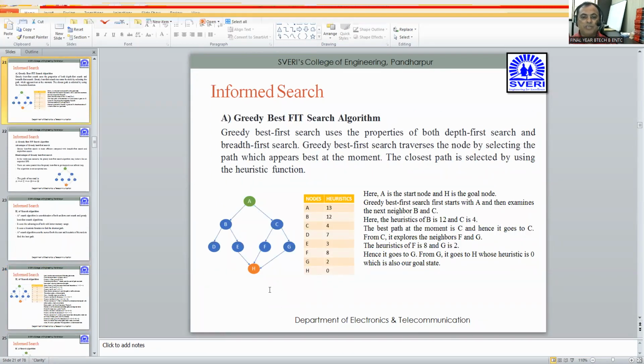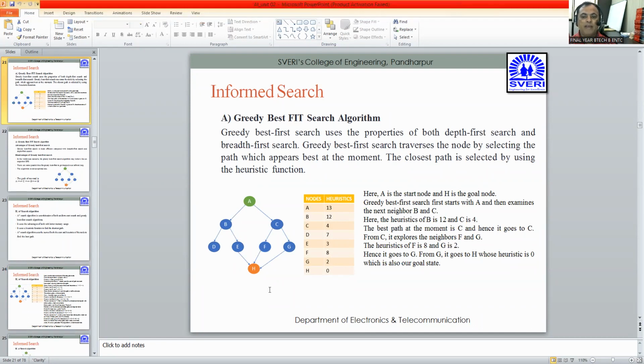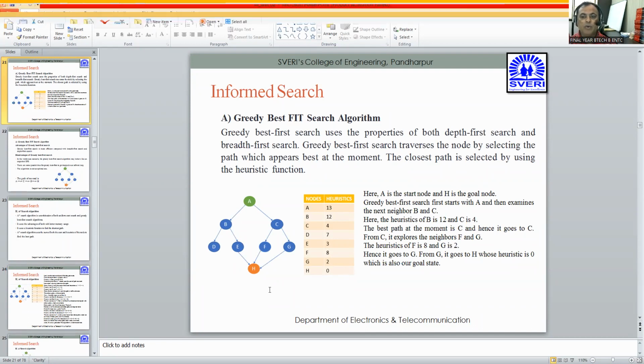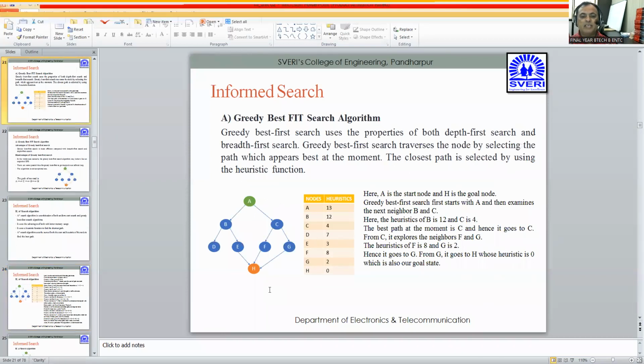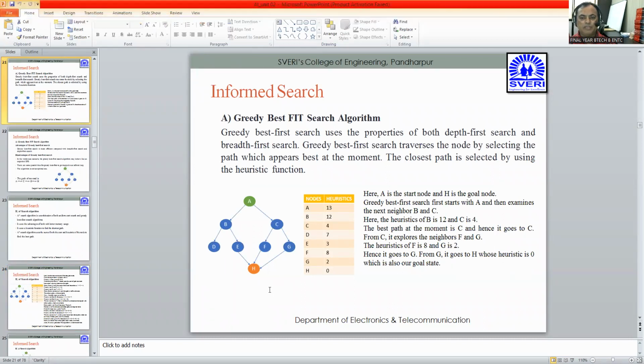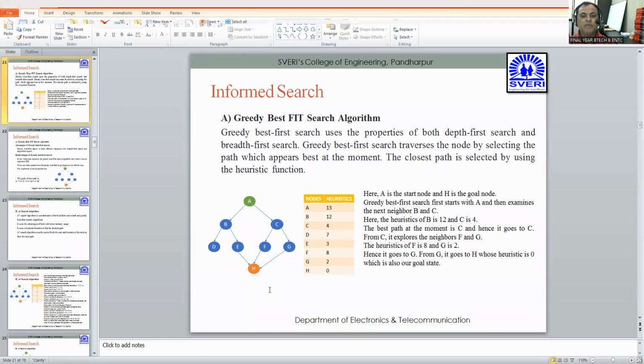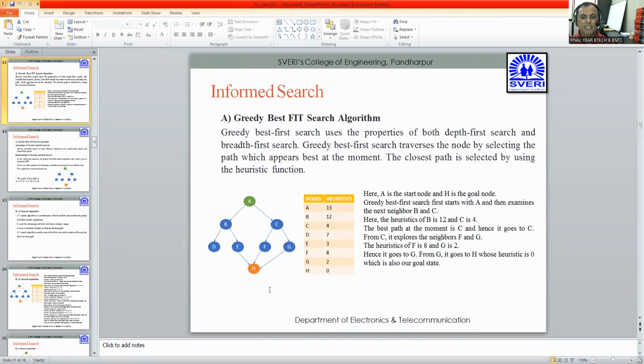It will be having the heuristic function like A equal to 13, B equal to 12, and so on. So how will it be going? Let us consider that A is the initial node and H is the goal node. So let us assume that it will start from A and examine the next neighbors B and C. So what is B? B is 12, C is 4. So in between 12 and 4, the best path is C, because as it is a lesser value, it will move towards C. So the first step will be C.